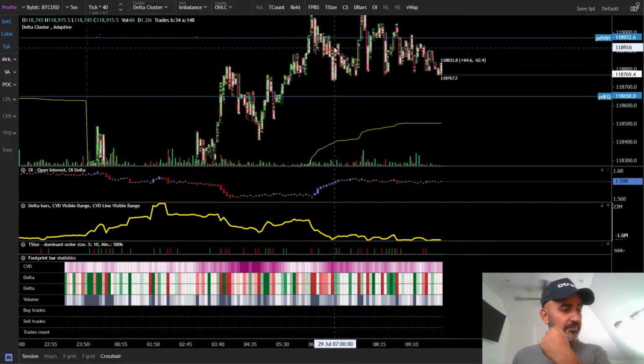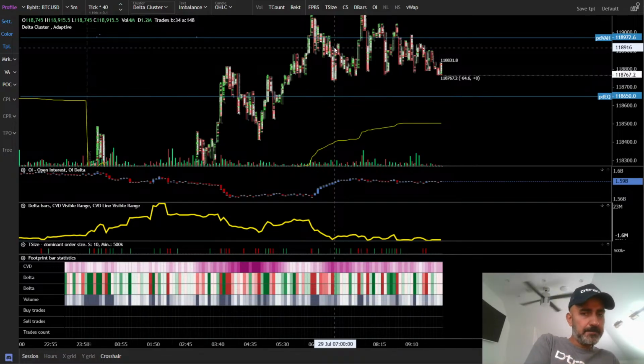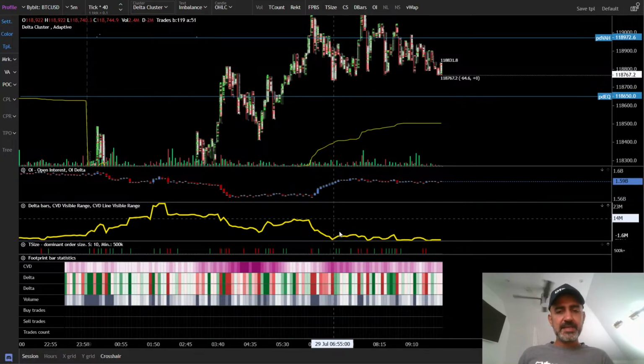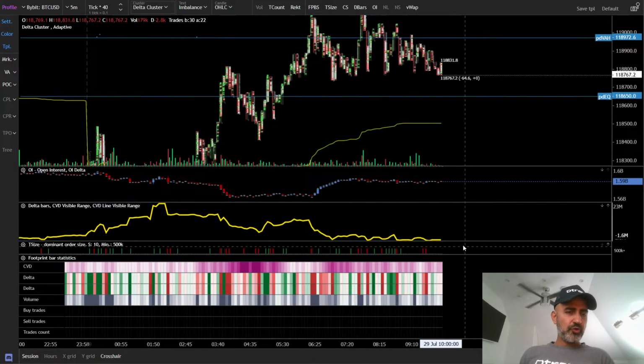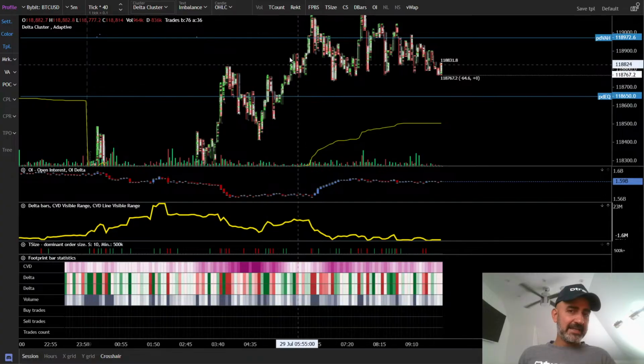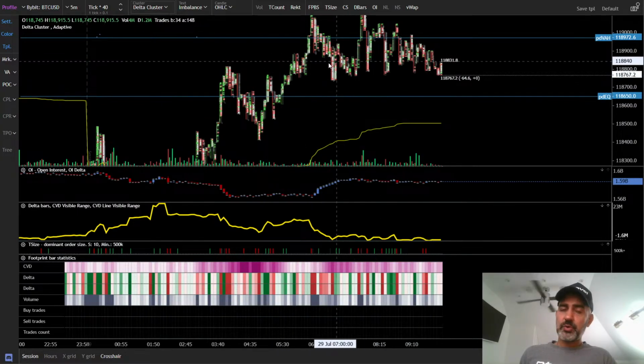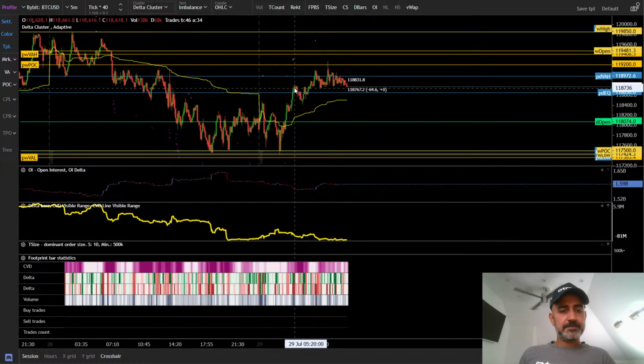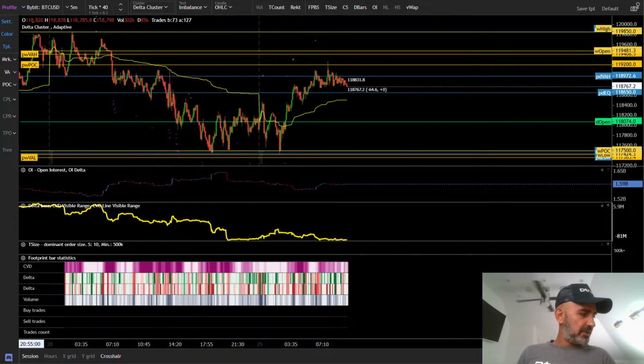Okay, that doesn't mean the price isn't going down. It just means you can clearly see that there's some heavy absorption happening here above the VWAP. You can see that the CVD is progressively dropping and the price is just not going down. So I think we're setting up for a short squeeze. That's what it looks like at the moment.